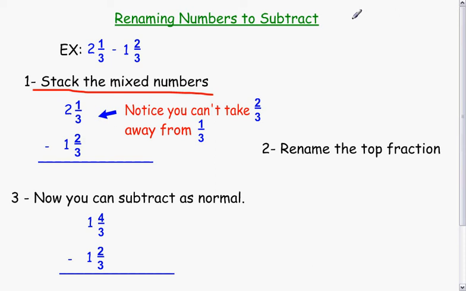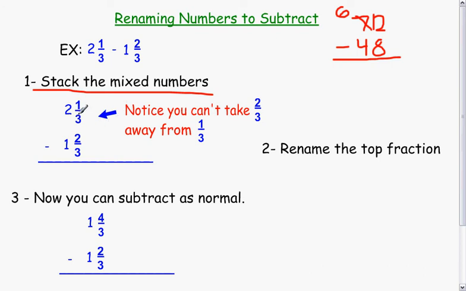I want you to think of a regular subtraction problem. Let's say we had 72 minus 48. As you look at this, you should notice that you can't take away 8 from 2. So what would we normally do? We would borrow from the 7. Now, that's basically what we're going to be doing with these mixed numbers.